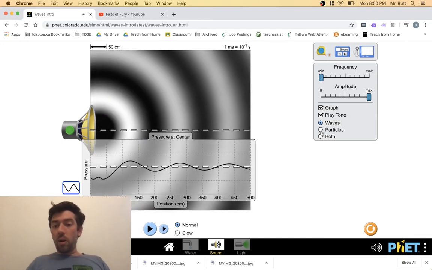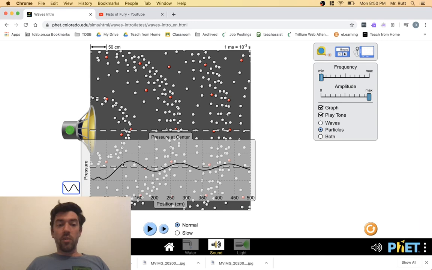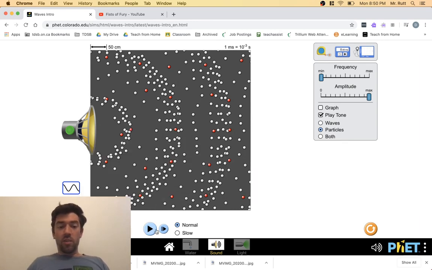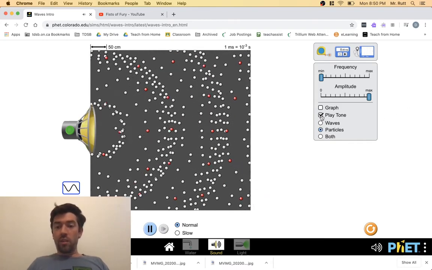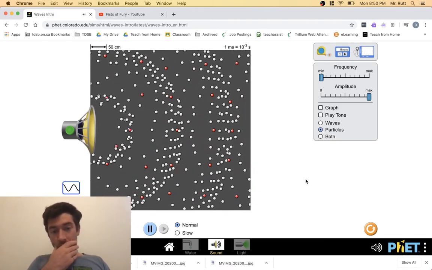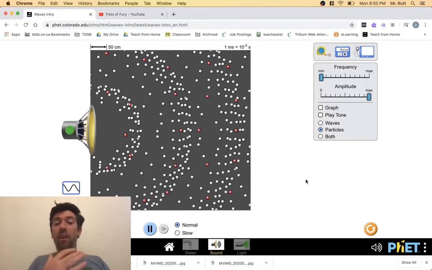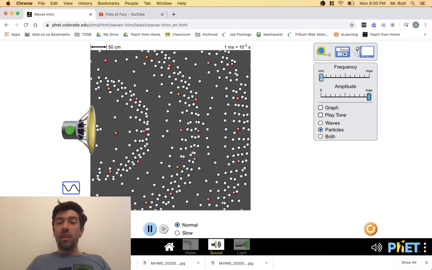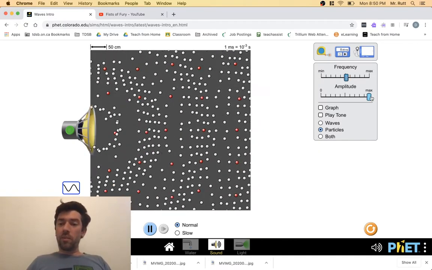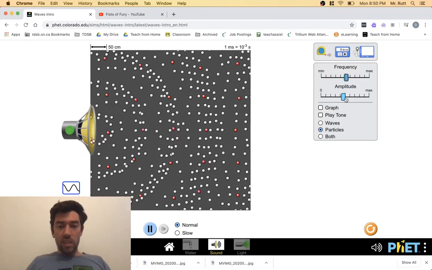Now let's take a look at particles, because this is really interesting. So the question is, well, let me just show this to you guys. So let me play this. I'm going to turn off the sound actually. Okay, this looks kind of chaotic. This might be hard to understand. Let me just make the frequency and amplitude about medium.